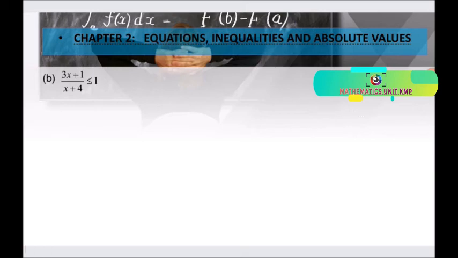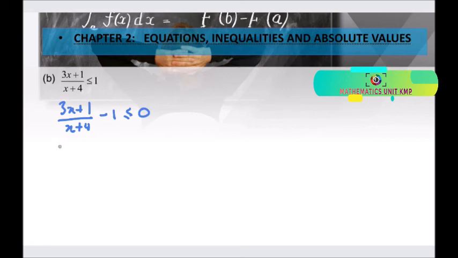Next question. 3x plus 1 over x plus 4 less than or equal to 1. To solve this question, we need to rewrite the equation so the value of 0 is on the right hand side. Okay, so let's bring 1 to the left hand side. Okay, so we cannot cross multiply the inequalities, so we need to equalize the denominator.